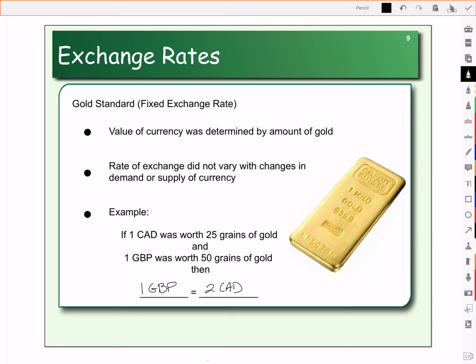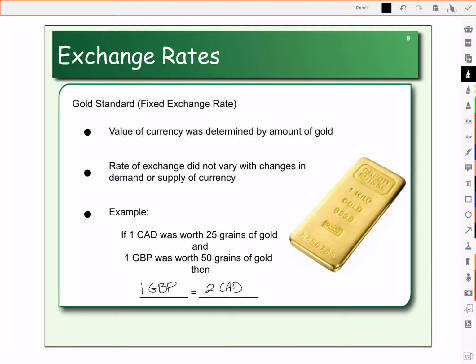Well, this worked fine up until about World War II. And during World War II, countries on both sides of the war were buying materials. And when they bought materials, primarily from the US, they were paying for it with gold. So when Britain bought goods from the US, they gave the US gold. Before the US entered the war, they were selling goods to Germany, and Germany was paying in gold. So by the end of the war, the US had everybody's gold.